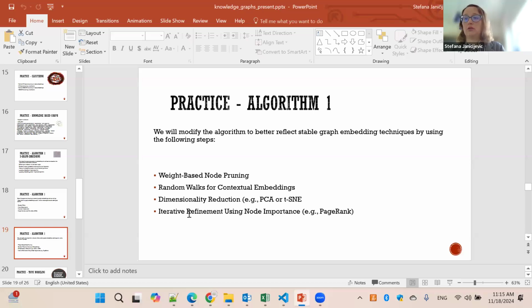According to the second, random walks for contextual embeddings, we incorporate random walks to generate sequences of nodes similar to NLP techniques used in word embeddings. This approach treats the graph as a series of sentences and learns embeddings based on these walks. What about dimensionality reduction? It's maybe highly known to many practitioners from data science and machine learning. After generating initial high dimensional embeddings, we can use dimensionality reduction techniques to project the embeddings into a lower dimensional space while preserving important structural information. According to iterative refinement using node importance, also famous probably for many people, calculating the importance of nodes using metrics such as PageRank or centrality can help determine which connections are more significant and should be retained in the embeddings.